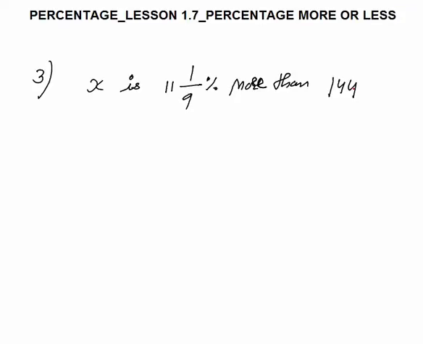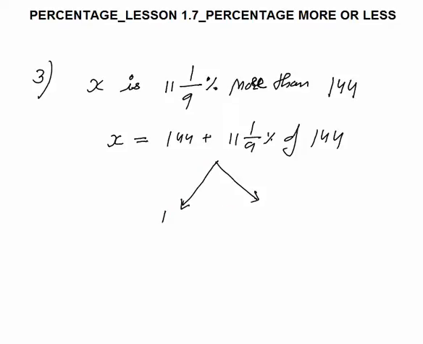Now question 3 is x is 11 1 by 9% more than 144. Can I simply say that x will be equal to 144 plus 11 1 by 9% of 144? Now by the simple method, that is using 10%, 100% and 1%, we can't calculate this. So either we have to use the decimal or fraction method. By decimal it will be complicated because 144 is 100% of itself. So by adding, this will become 100% of 144 plus 11 1 by 9% of 144.